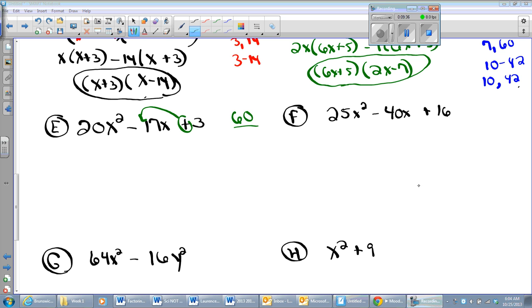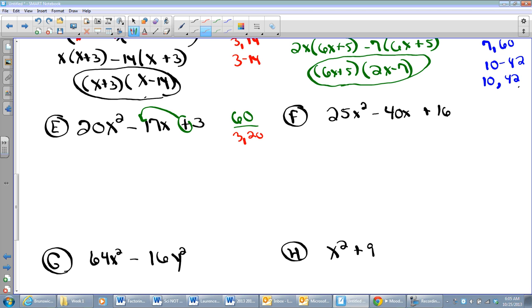Okay, my mistake was I need to add to get negative 17. I subtracted. Hopefully you caught it. All right, so I need two factors of 60 that are about 17 apart. 1 and 60 is not going to work. 2 and 30 is not going to work. 3 and 20 are 17 apart, but they won't add. 4 and 15. That's not going to work. No. 5 and 12. There we go. 5 and 12 are going to work. The problem would be a -5 and a -12.